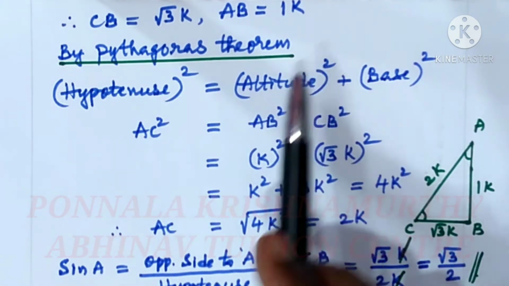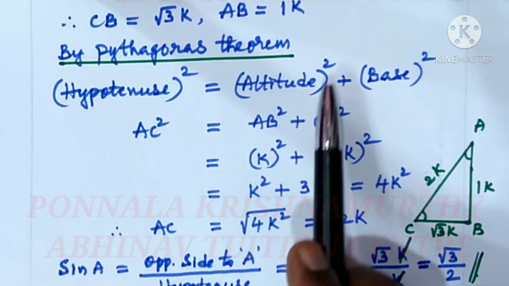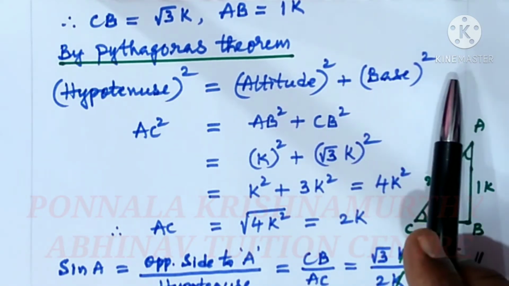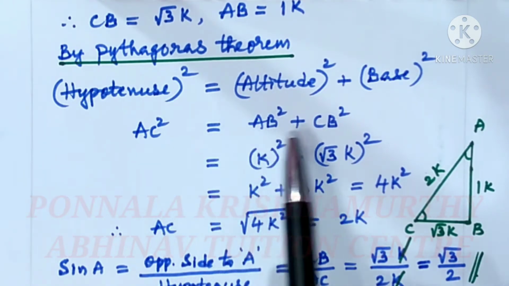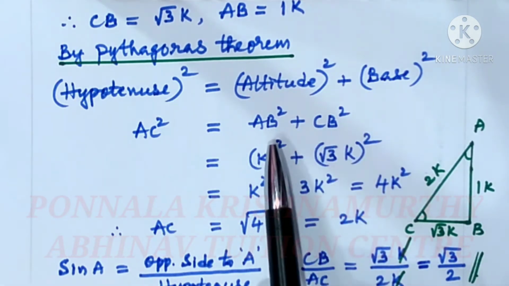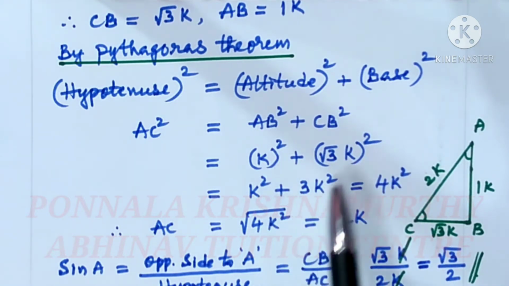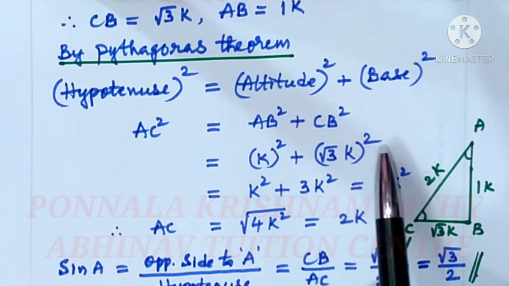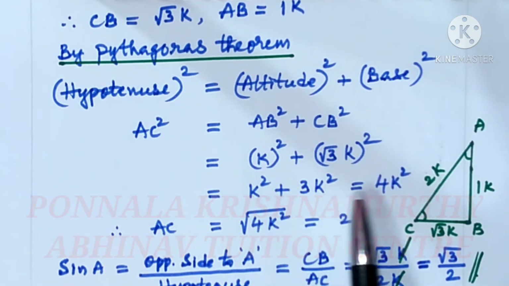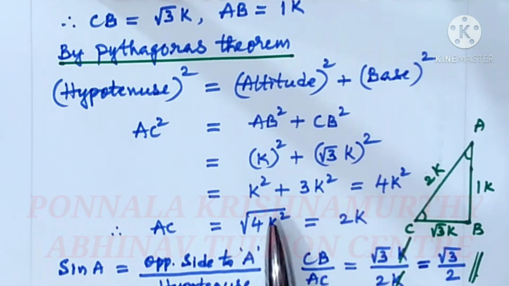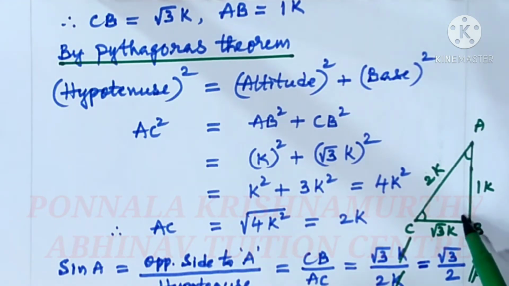By Pythagoras theorem, hypotenuse square is equal to altitude square plus base square. So AC square is equal to AB square plus CB square. So K whole square plus root 3K whole square. K square plus root 3 square is 3 K square. K square plus 3K square is 4K square. Therefore AC is equal to under root 4K square, that is equal to 2K. Here we have the figure A, B, C. B is right angle here.